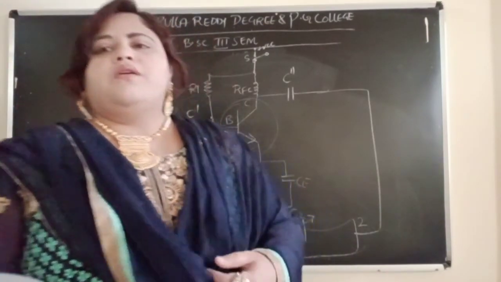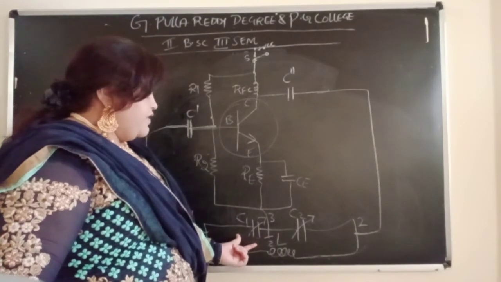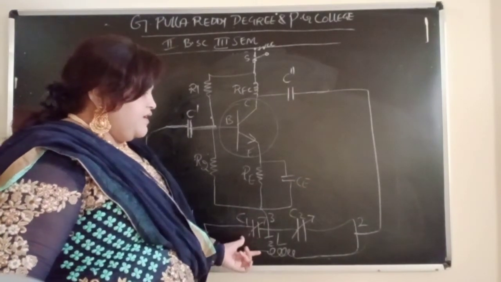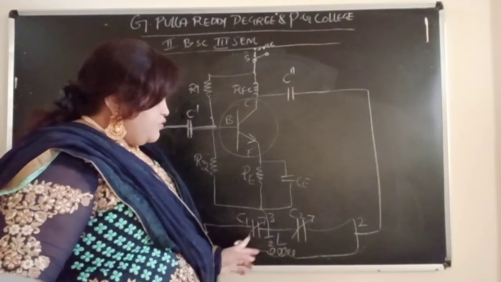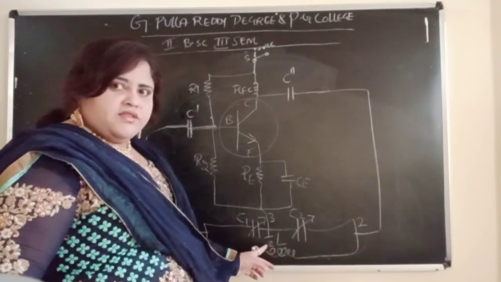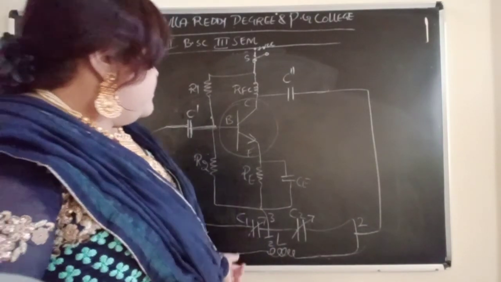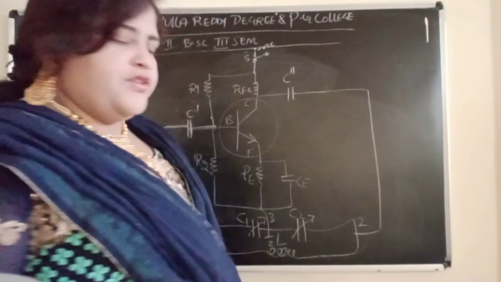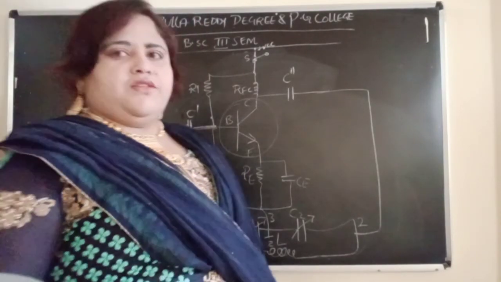So this will provide only 180 degree of phase shift, because terminal 1 is 180 degree out of phase with terminal 2, because in between these two capacitors one ground symbol is coming. So the feedback network will provide only 180 degree of phase shift.